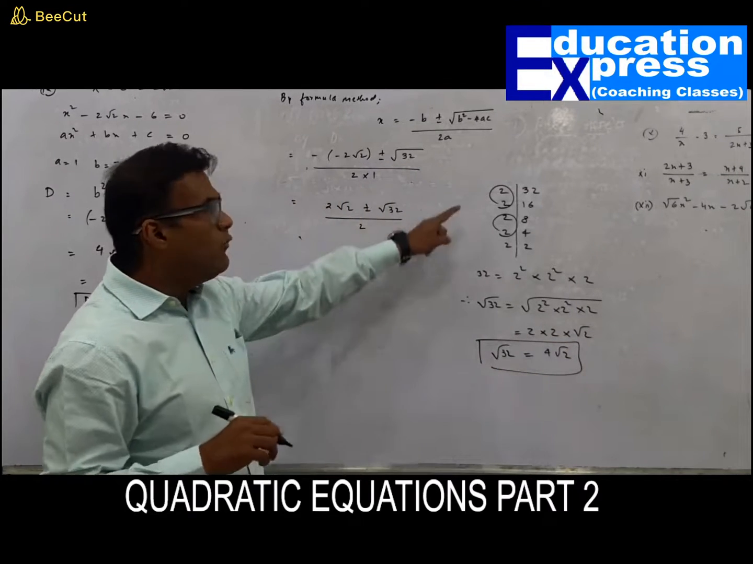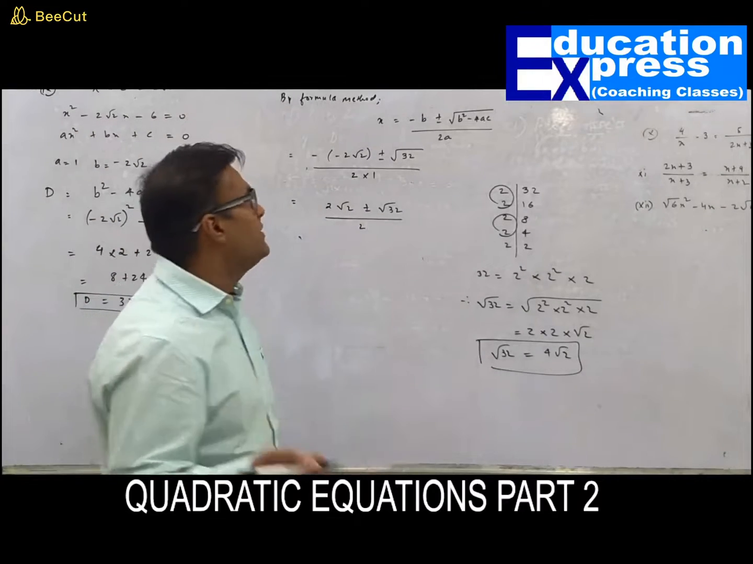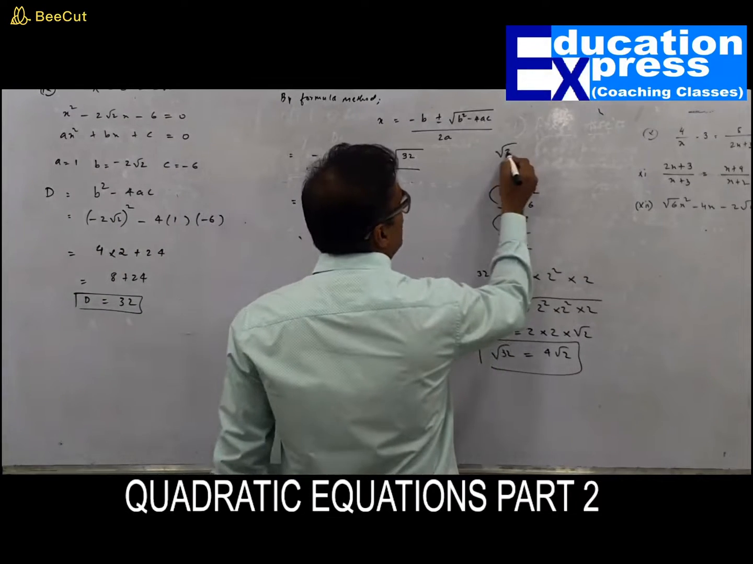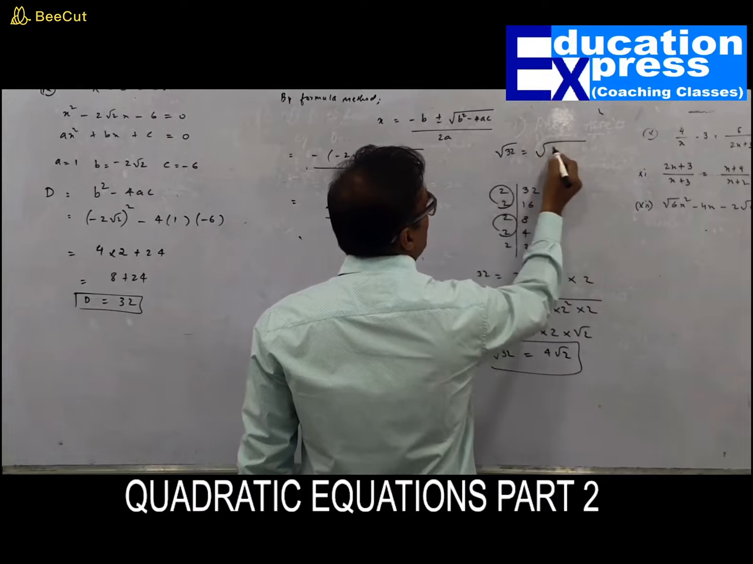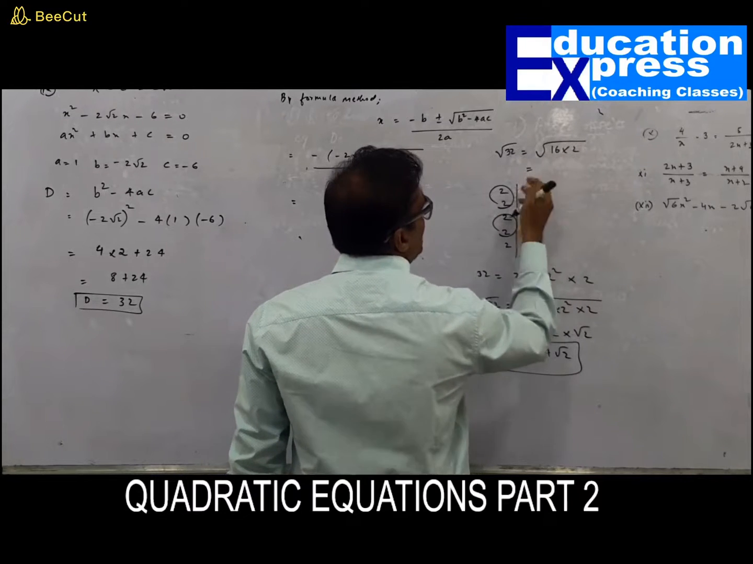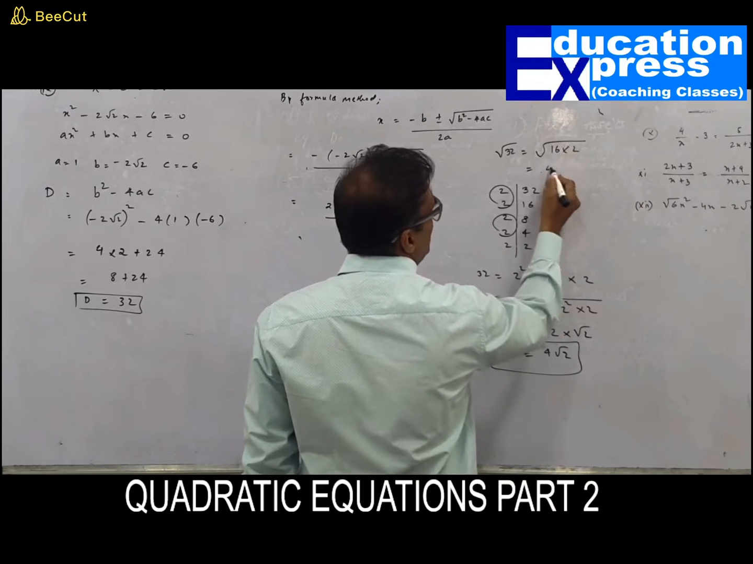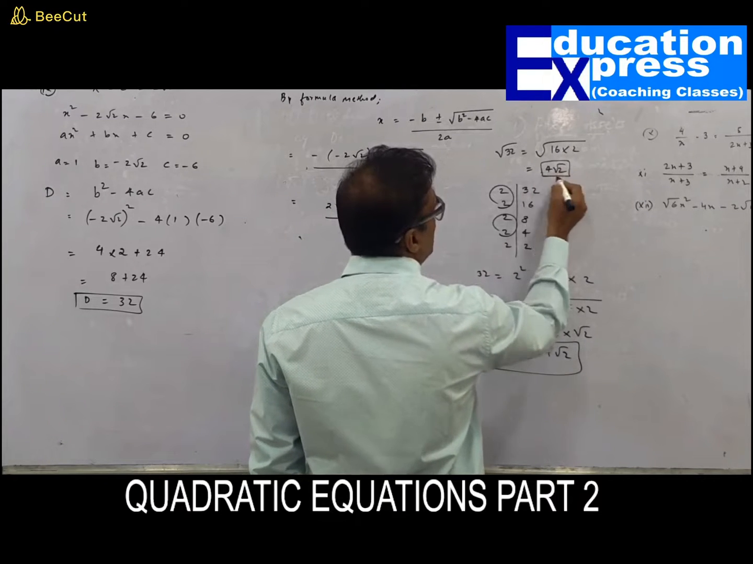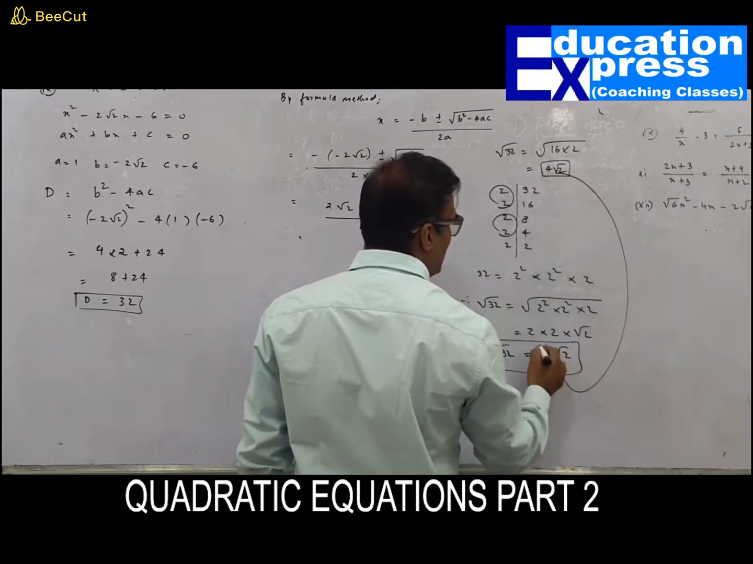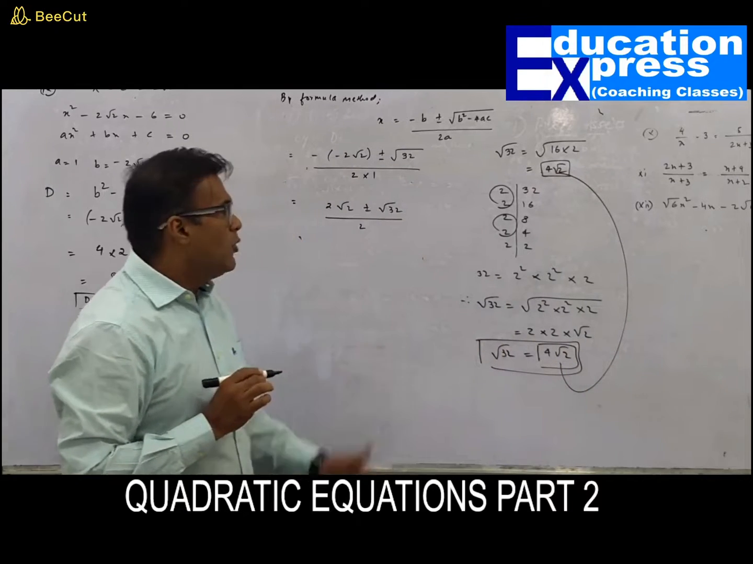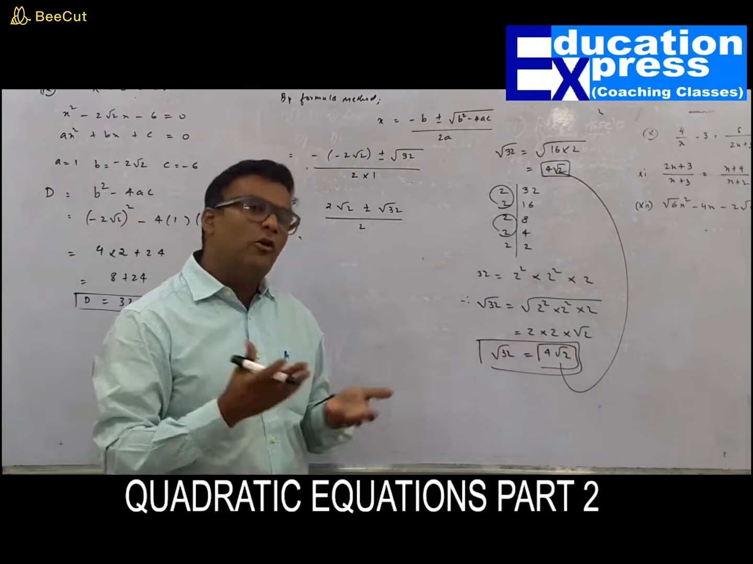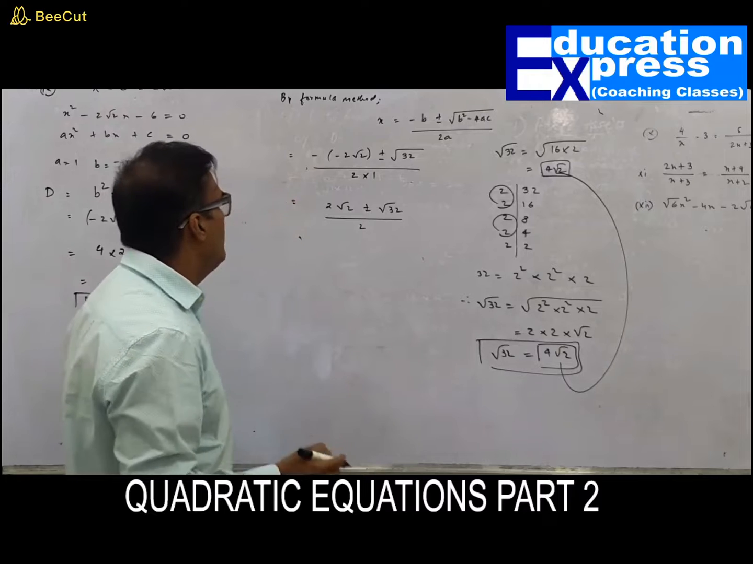Also, in case if you don't want to do all these things, you can do it mentally as well. Root 32 can be converted into 16 twos are. As we know that 16 is a perfect square, so the square root of 16 would be 4, so this will be 4 root 2, which is exactly same as this 4 root 2. Both the options are available to you. Adopt any option, no problem.